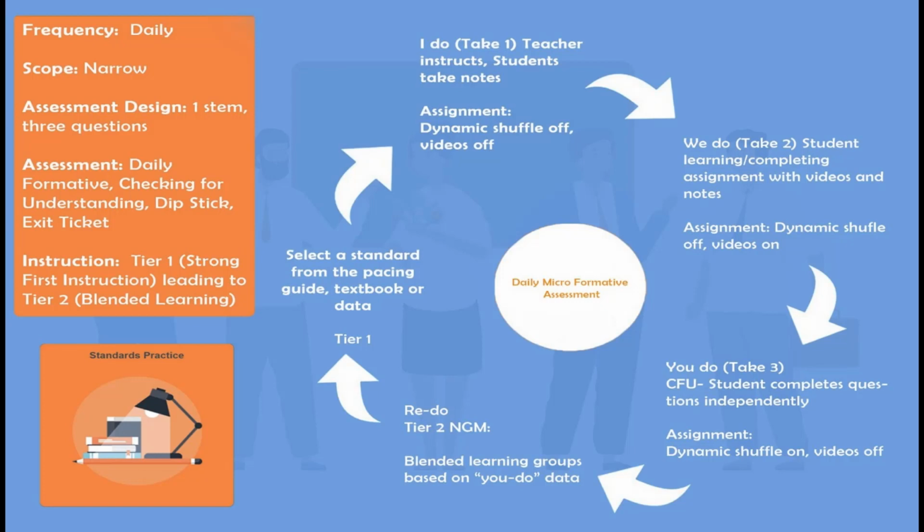The third phase is the you do phase or the take three phase. In this phase, students demonstrate mastery by completing independent work. The final phase is the redo phase or the tier 2 phase, where blended learning groups are efficiently and effectively utilized to help students that just need that extra support in order to achieve mastery. This is the daily microformative assessment model, so let's begin the I do phase.